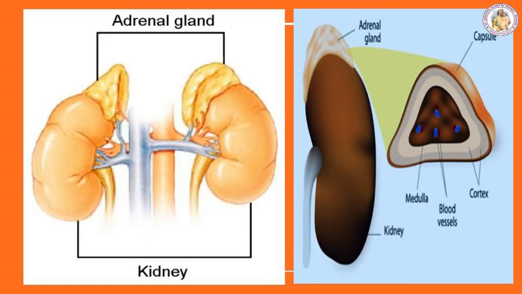Adrenal gland. The adrenal gland is located above the kidney. You can see the picture: the region above the kidney is called the adrenal gland. The outer part is the adrenal cortex and the inner part is the adrenal medulla. The two distinct parts are structurally and functionally different. The adrenal cortex consists of three layers, namely zona glomerulosa, zona fasciculata and zona reticularis.